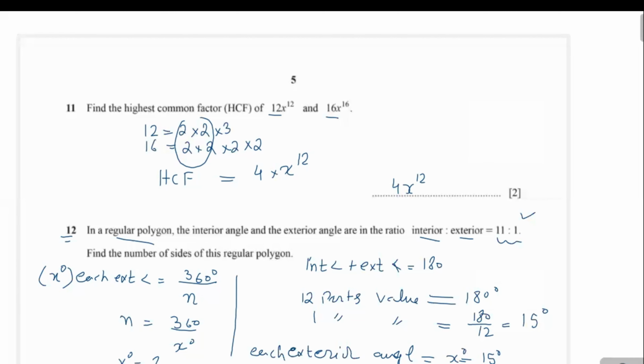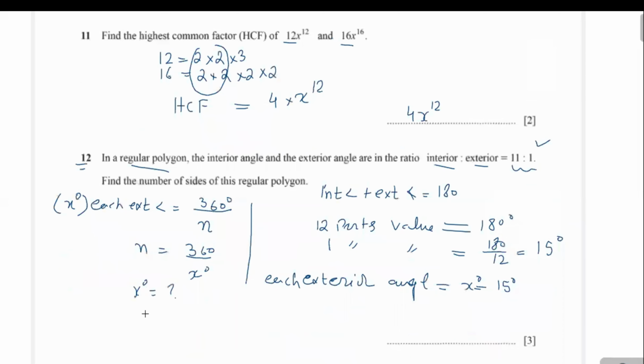Now x degrees equals 15. Now n will be equal to 360 divided by 15. Now we get 5 times 2 is 30 and 5 times 4 is 60. Therefore, the number of sides will be equal to 24, and this is the answer.